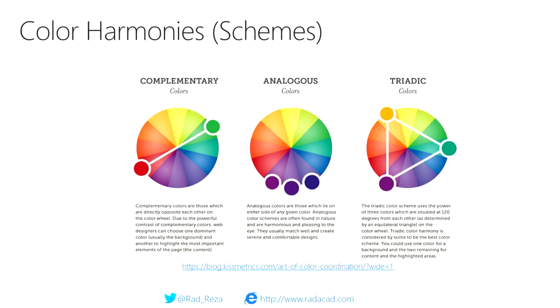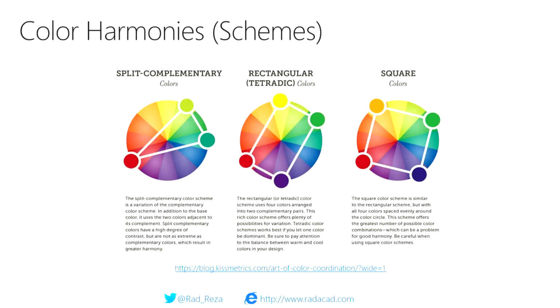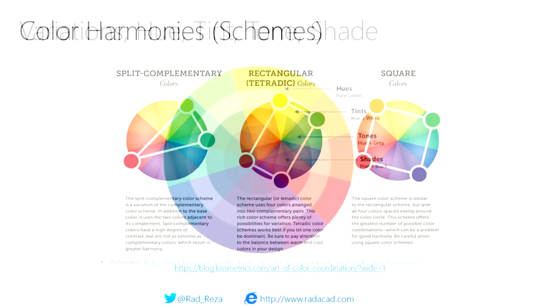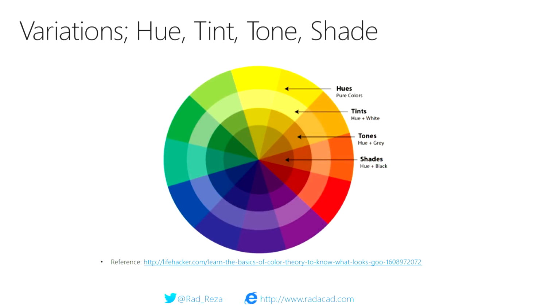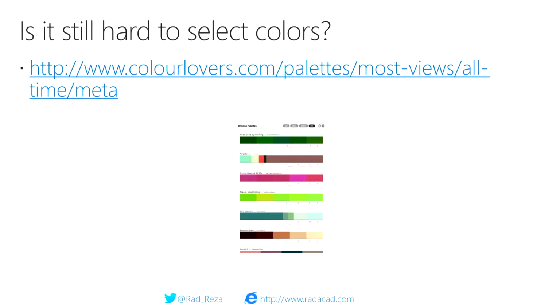Triadic colors are colors that are at the same distance from each other. There are a lot of harmonies, which I won't go through, but you can go through these slides and this reference link. It has a lot of very useful information about colors. And if you are out of ideas and don't know how to create color harmonies, there are websites like this that you can look at to find all different color harmonies that you can use.